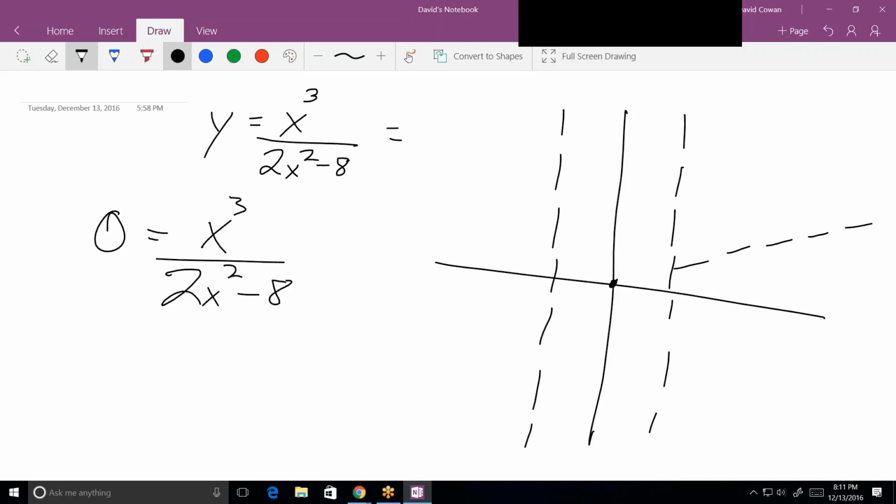What else? Is that all they wanted? Yeah, they want you to graph it too. They want you to graph it. Okay.